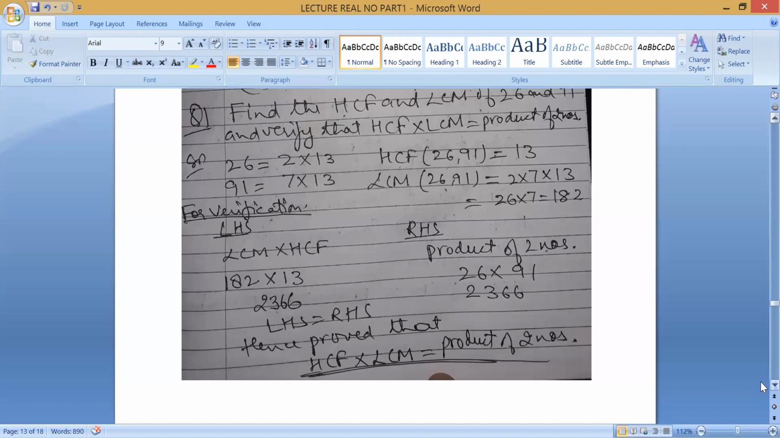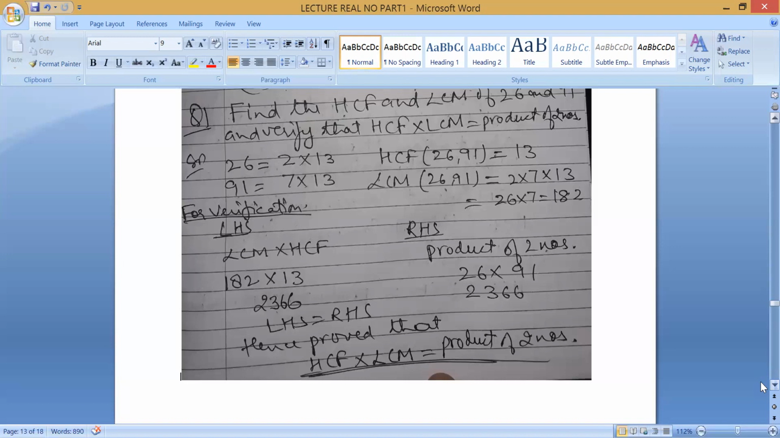Now, one more thing you have to remember: when you are finding the LCM, the LCM is always divisible by the numbers of which you are taking it. That is, if I say the LCM of 26 and 91 is 182, and 182 is divided by 26, yes, it is divisible by 26. If I say 182 is divisible by 91, yes, 182 is divisible by 91. That is, the LCM is always divisible by the numbers of which we are taking the LCM. So this is a very important thing you have to remember.